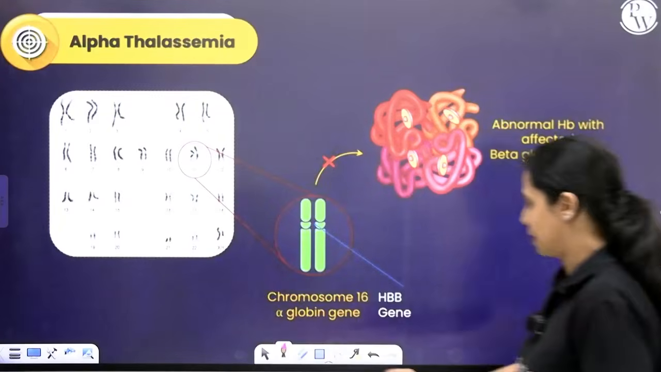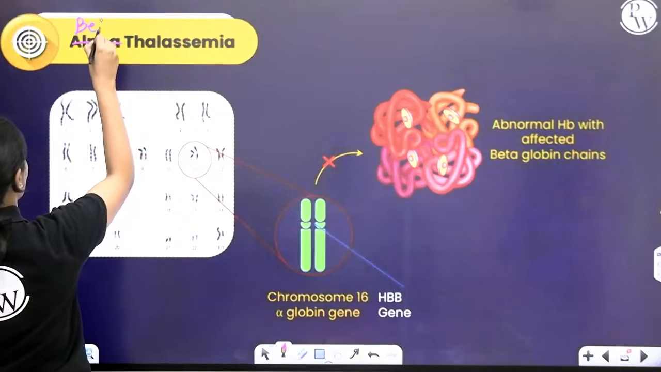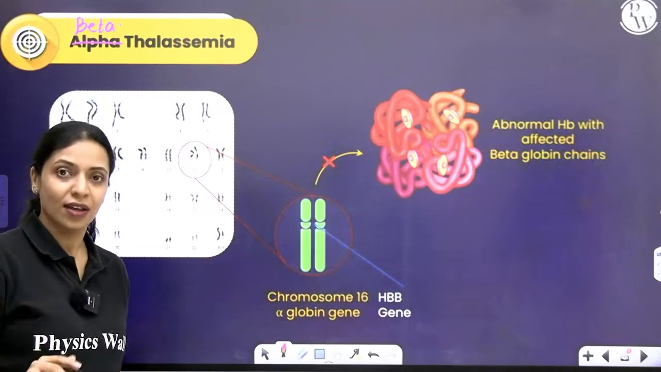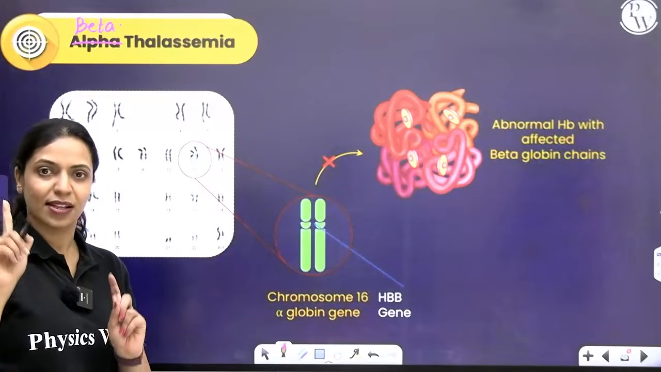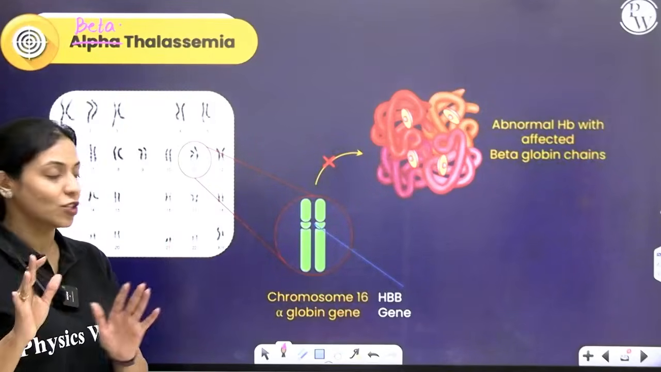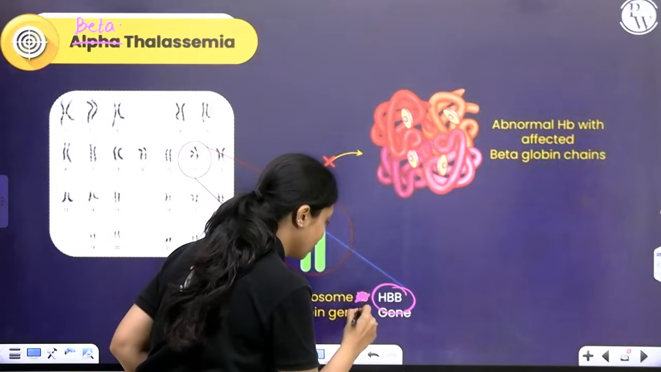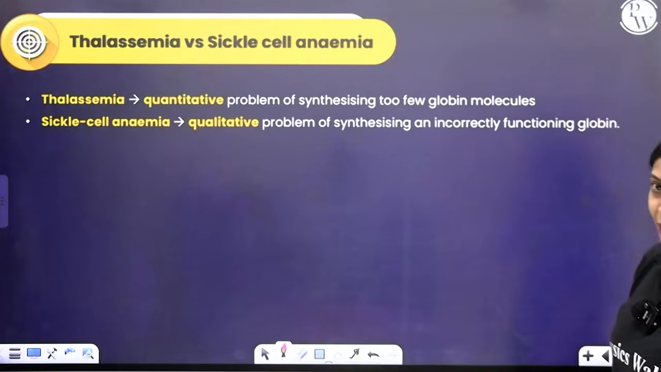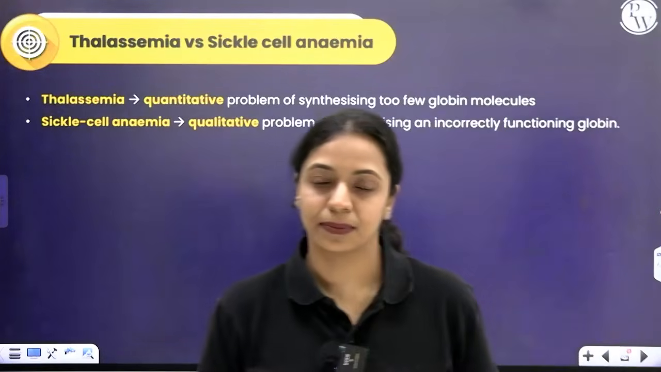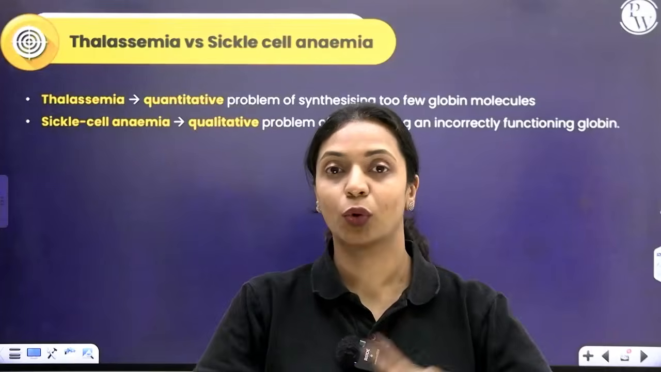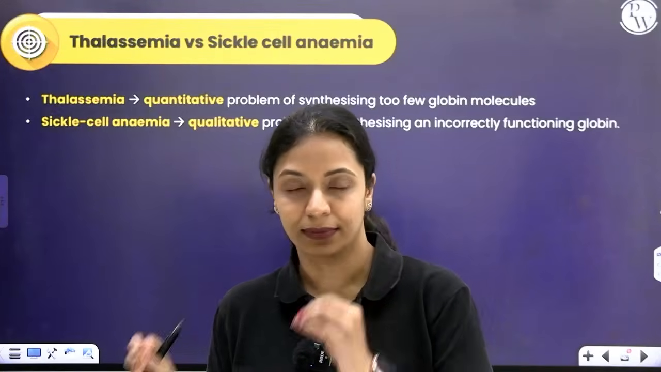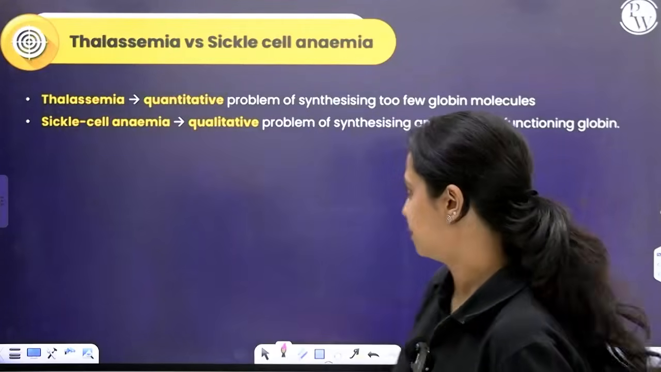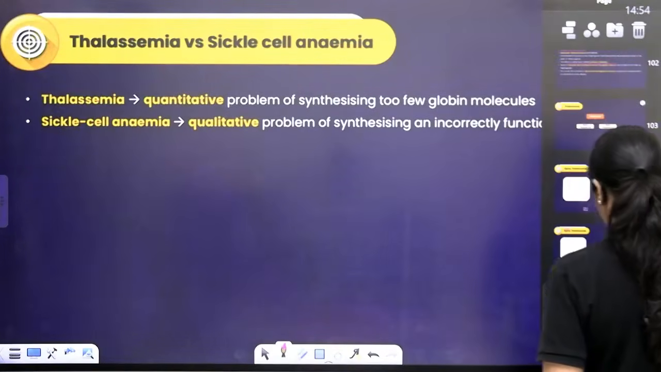For beta thalassemia, not alpha, the gene responsible, there's only one gene, is present on chromosome number 11. This is beta, so HBB. Since there's only one, you don't call it 1 and 2, it's just the HBB gene that is present on chromosome number 11. Again, depending upon how many alleles are affected, the severity will vary. Thalassemia and sickle cell anemia both will cause anemia. Thalassemia is a quantity problem. Sickle cell anemia is a qualitative problem.